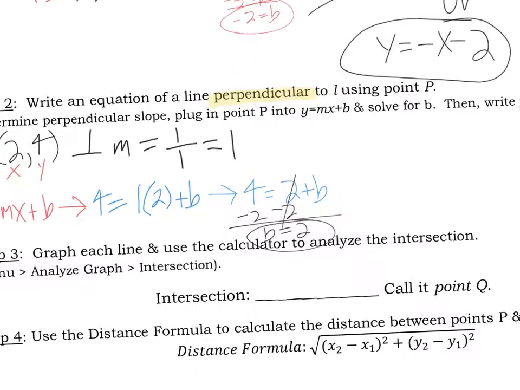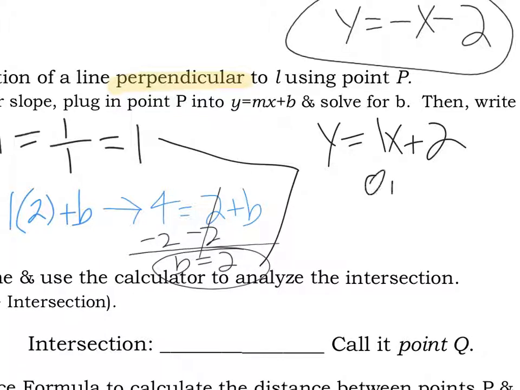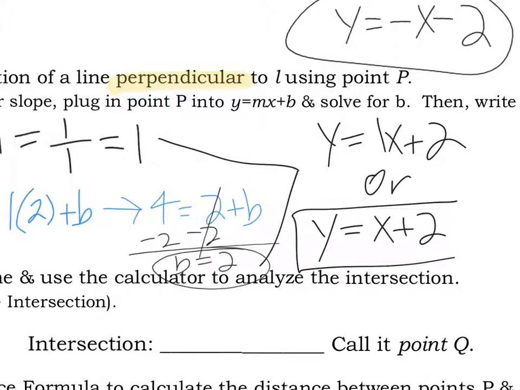So what I've determined now is I have my perpendicular slope of 1 and my y-intercept at 2. So I'm going to write y equals 1x plus 2. Or like the first one, I'll just drop the 1 and write y equals x plus 2. And so this is my perpendicular line.